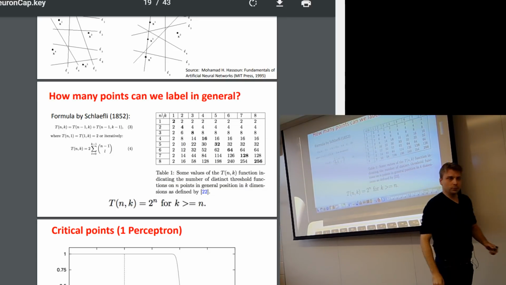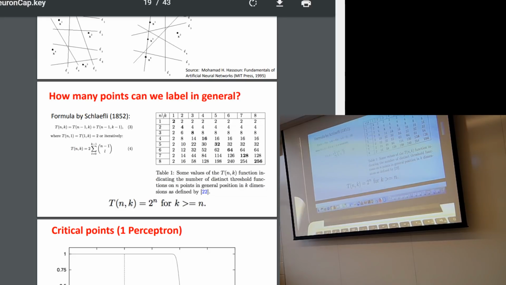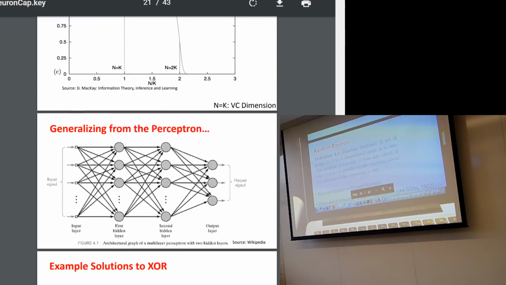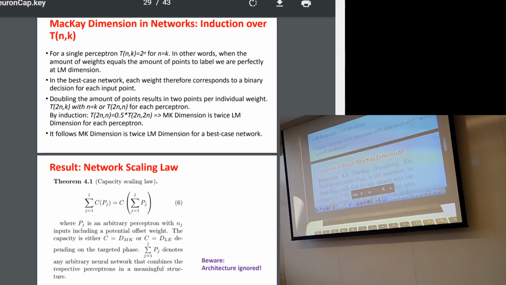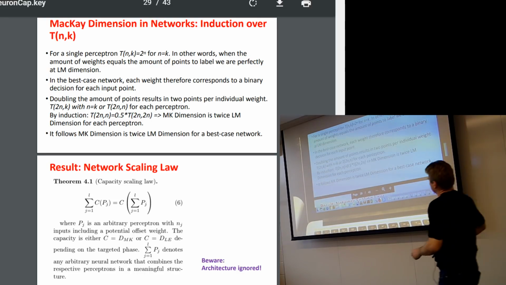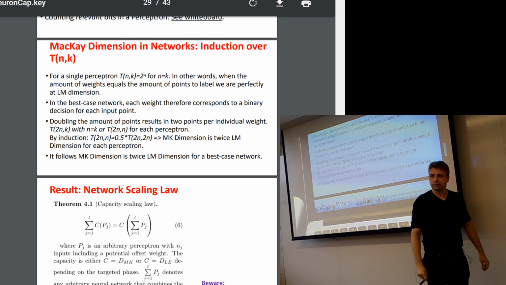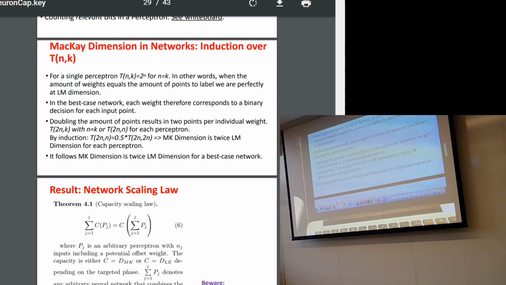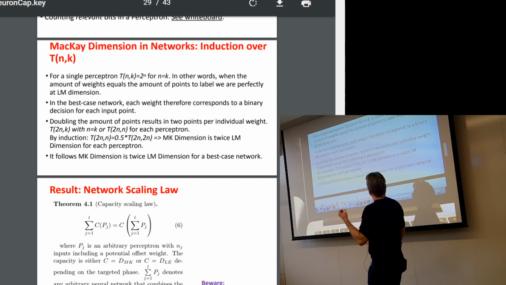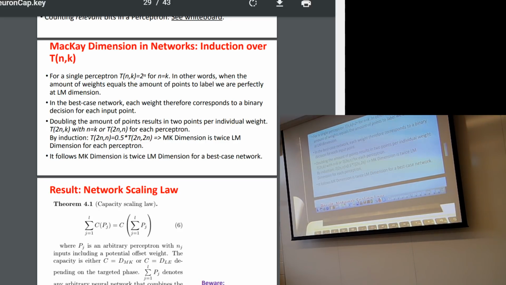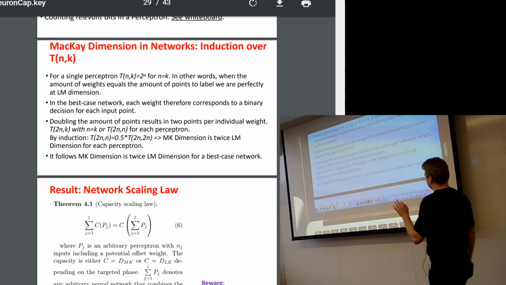So what that means is, now we go back to the original thing. And you can prove by induction that this always holds for all rows and columns, right? And then what you find out is that this is true, right? So what's true is t to an n is half of 2t to n, right? So that means if each perceptron is maximally doing its work, well, then the McKay dimension scales linearly, right? That follows the McKay dimension is actually twice the lossless memory dimension.